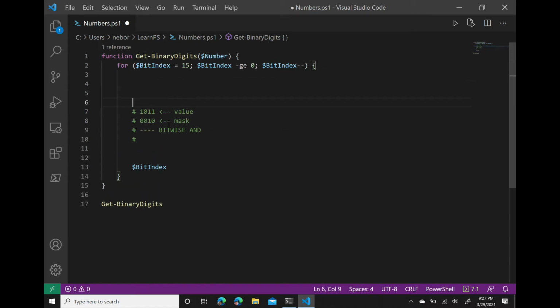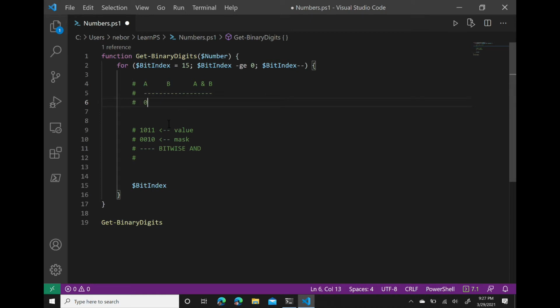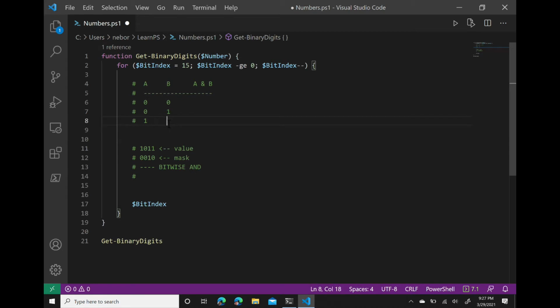In fact, we can describe AND using a little truth table. So we have A, and we have B, and we have A and B. There are only 4 possibilities here. If we have a function with 2 binary values, we can have both be 0, we can have one or the other be 1, or they can both be 1. So there are only 4 combinations of these 2 bits.